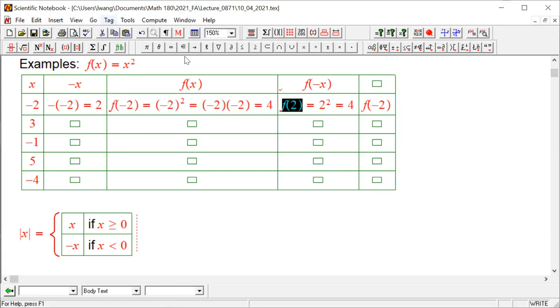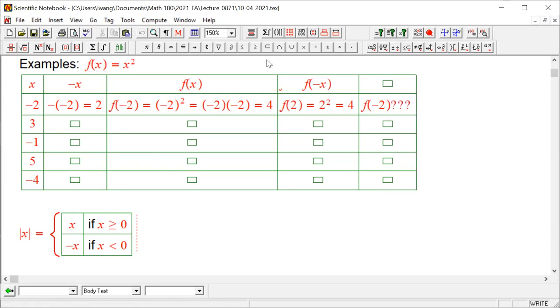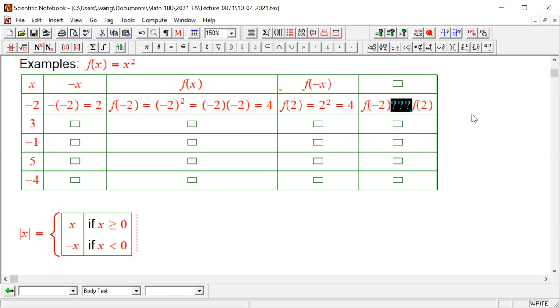What is f of 2? What's their relationship? F of negative 2 is 4, f of 2 is also 4. They're equal in this case. You see, we get to use the notation a lot.